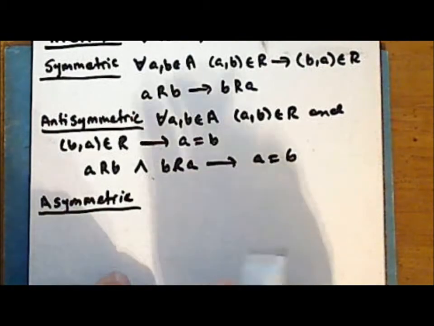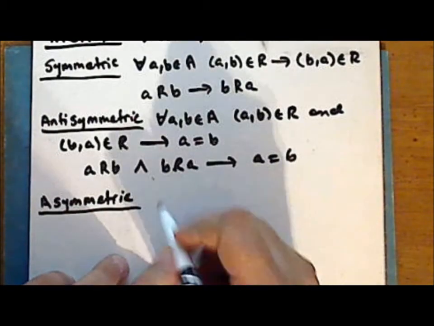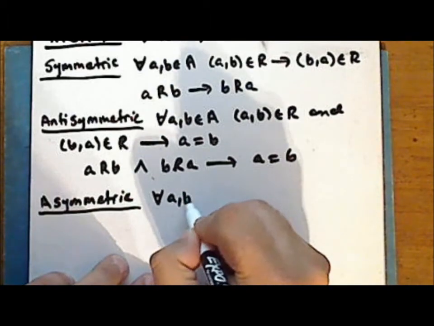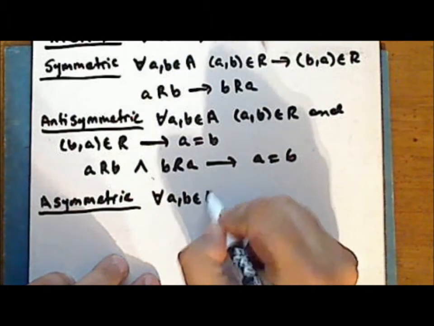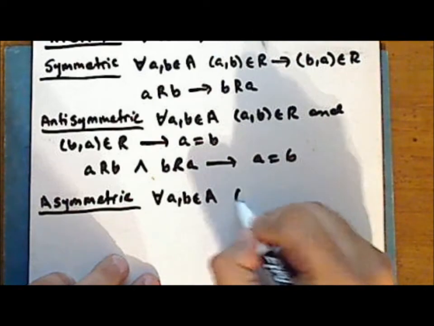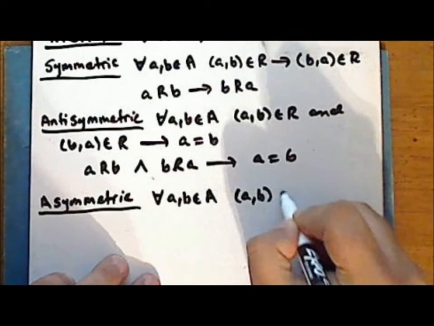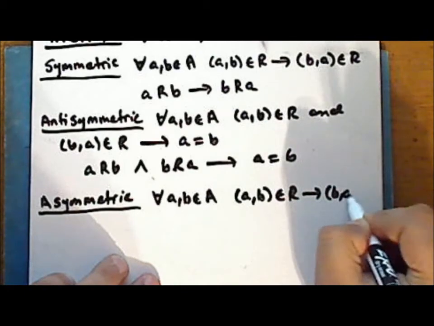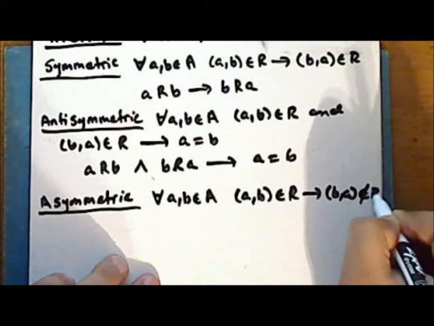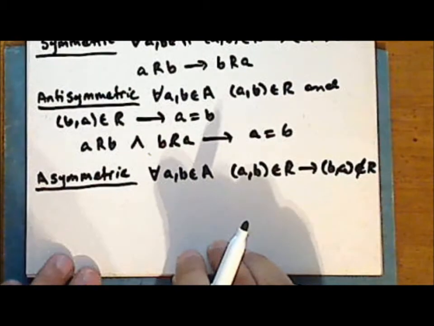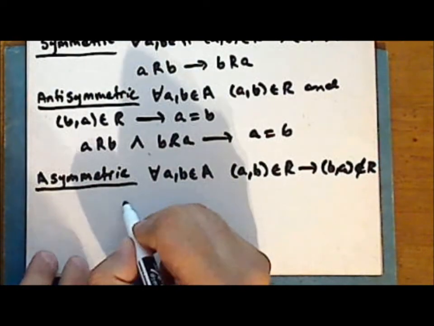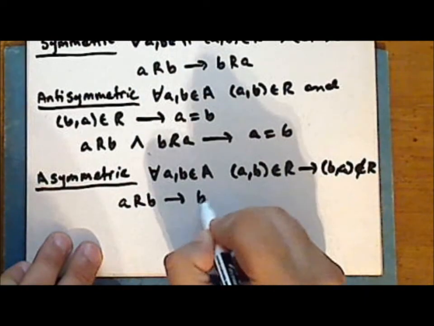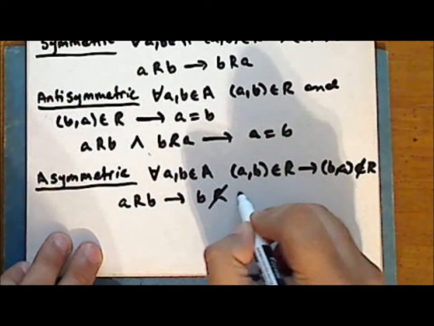And a given relation is asymmetric if it is true that for every two elements a, b in the set A, if the ordered pair (a, b) is in the relation, then this implies that the ordered pair (b, a) is not in the relation. So again, using relational notation, if a is related to b, then this implies that b is not related to a.